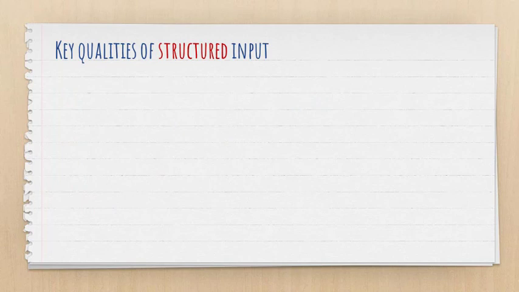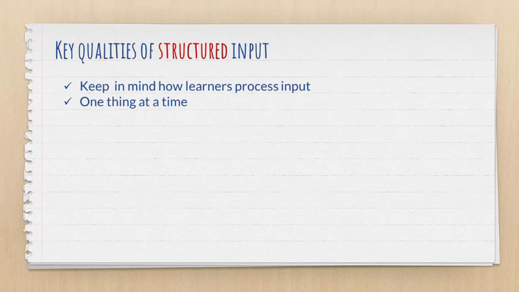Structured input has some very specific key qualities. The first one is keep in mind how learners process input. Indeed, just like we said before, processing instruction is all about how people process language. The second one is one thing at a time. So you'll see that many structured input activities focus on one particular conjugation, like third person singular, and it's all third person singular. Sometimes it's one particular contrast, present and past. But again, maybe we keep it all in first person singular.